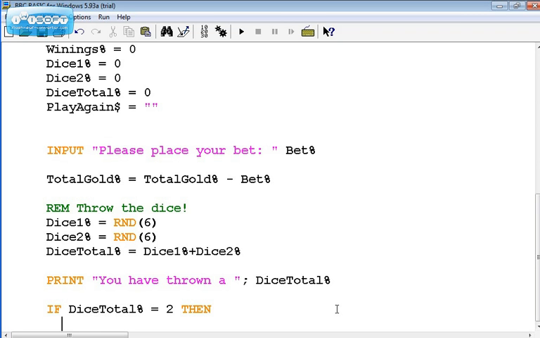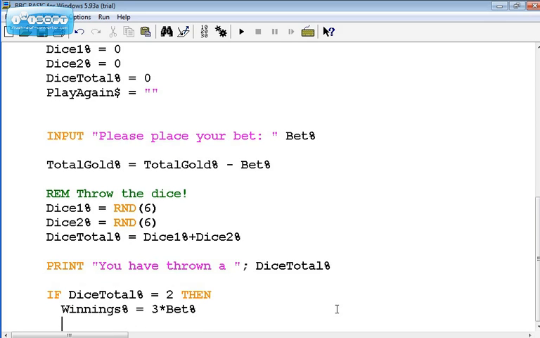So I've got a variable declared at the top called winnings. Winnings percent equals, it's 3 to 1, so 3 times, which is always a star, 3 times the bet percent. Like that. Good. So they've won 3 times what they originally bet.